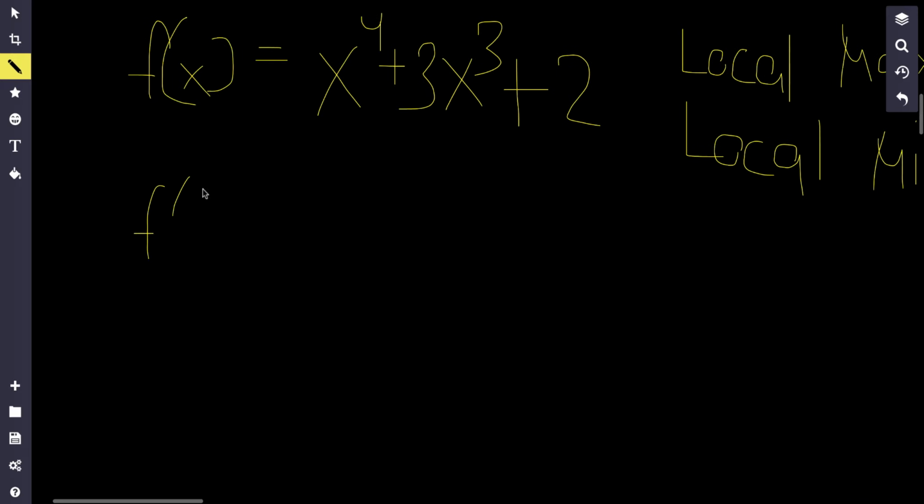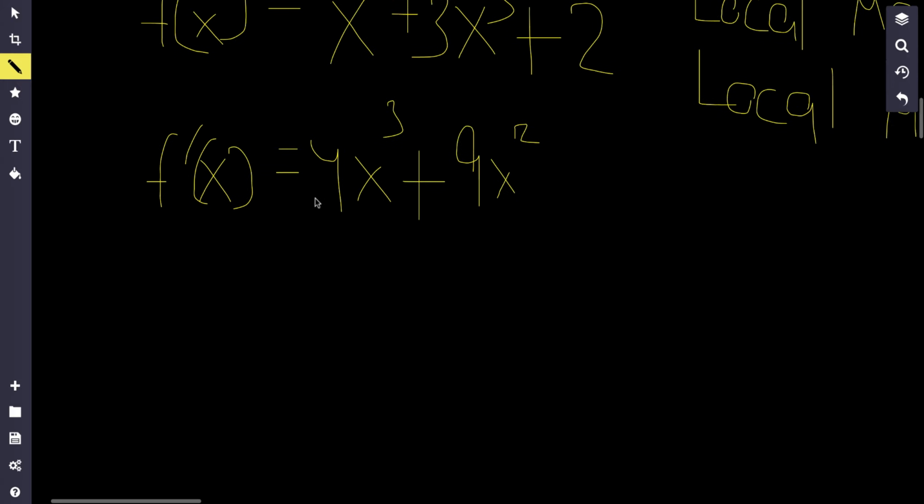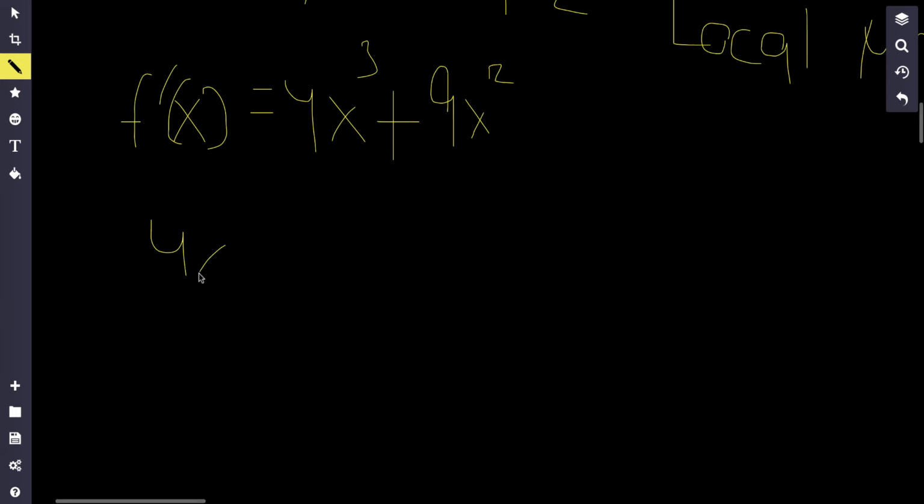We take the derivative of this function. So it's going to be 4x to the third plus 9x squared. All right, now what we're going to do is we're going to set our derivative equal to 0. All right, so that's the second step.